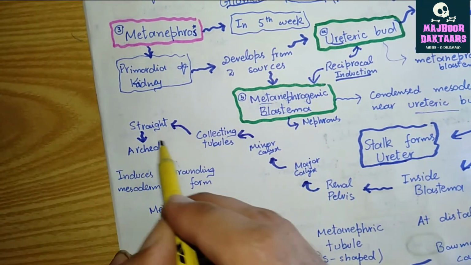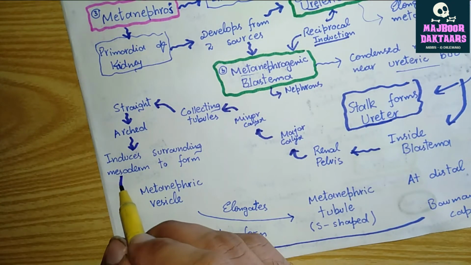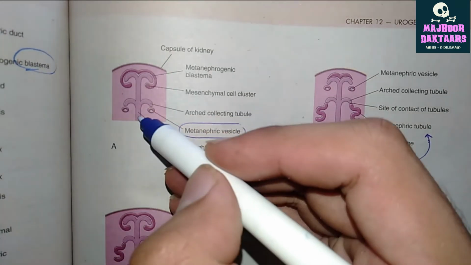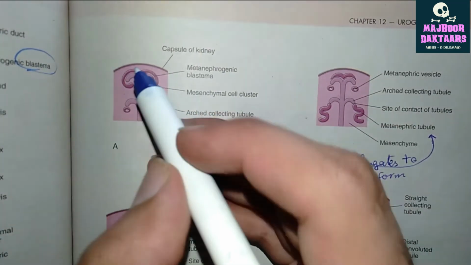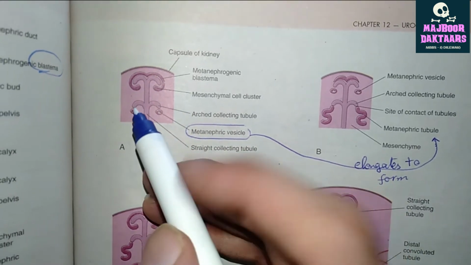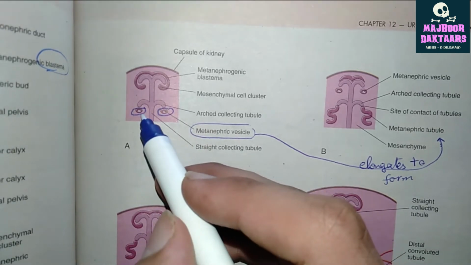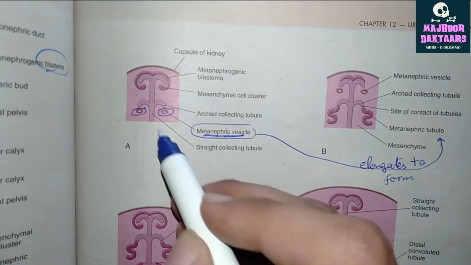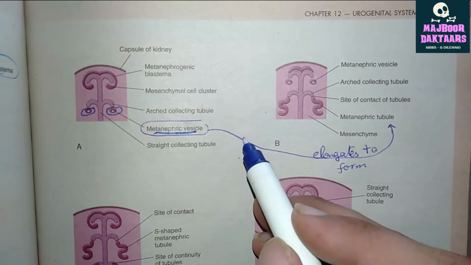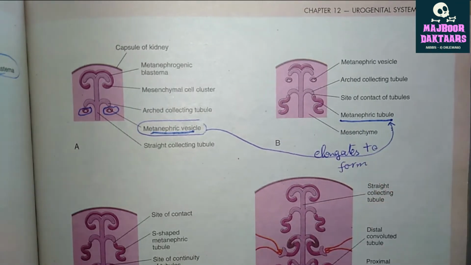Now these arched collecting tubules induce the surrounding mesoderm to form vesicles known as the metanephric vesicles. Here is the straight collecting tubule, from which arises the arched collecting tubule. Now the arched collecting tubule induces its surrounding mesoderm to form vesicles known as the metanephric vesicles. Now these closely related metanephric vesicles elongate to form S-shaped metanephric tubules.